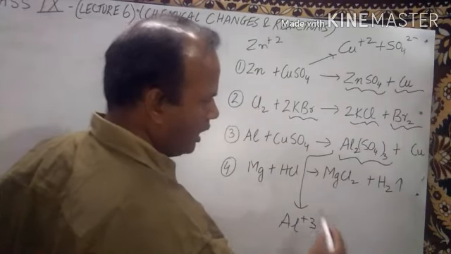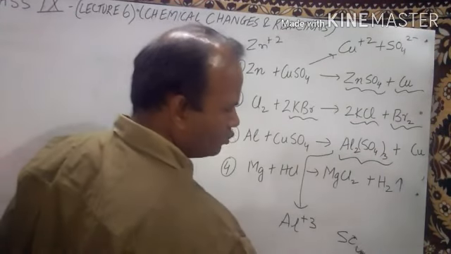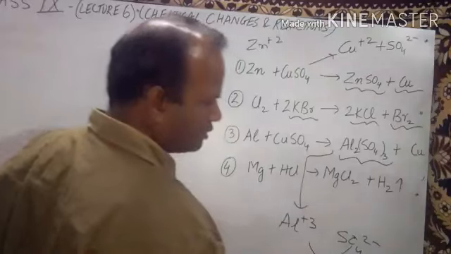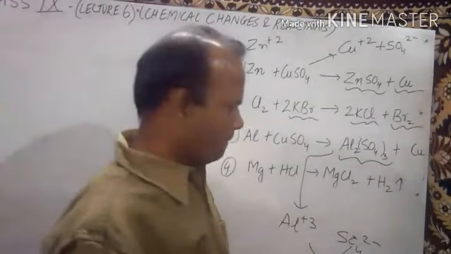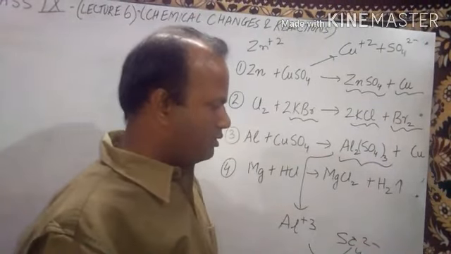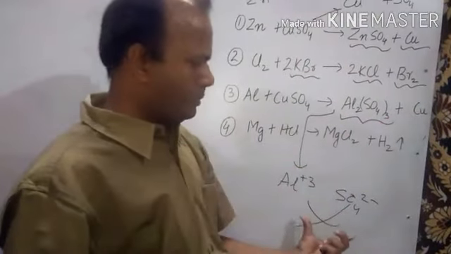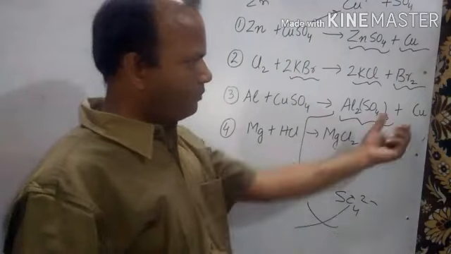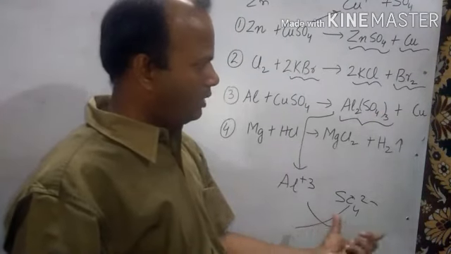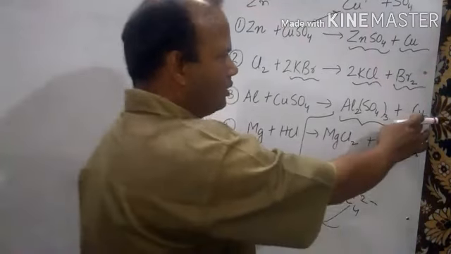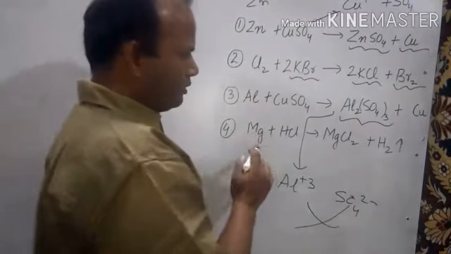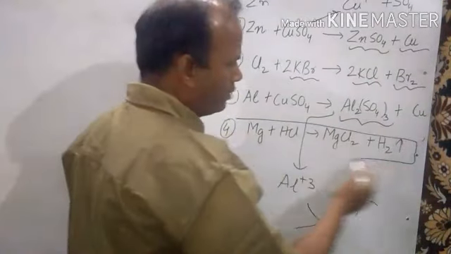+3, and we have sulfate, SO4 2 minus. Again, that exchange of radicals, exchange of these charges will take place, and Al2(SO4)3 is being formed. You have seen this and practiced this a lot in 8th and in 9th both, and Cu is being displaced.